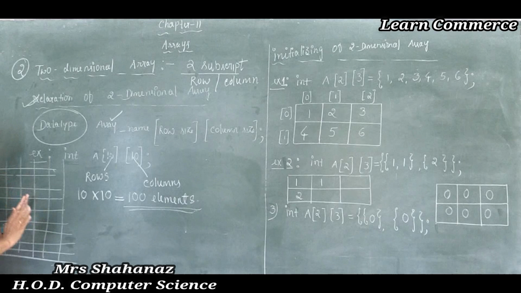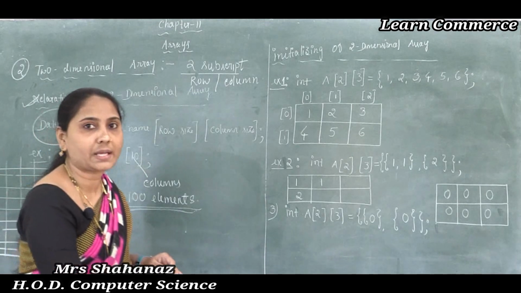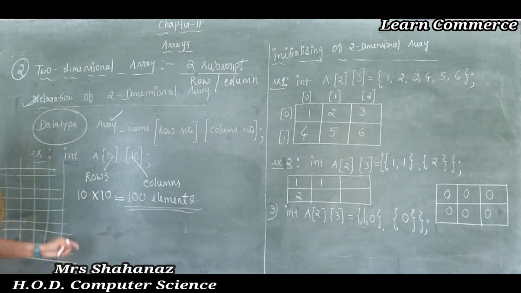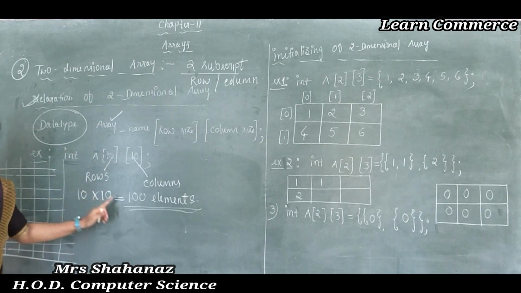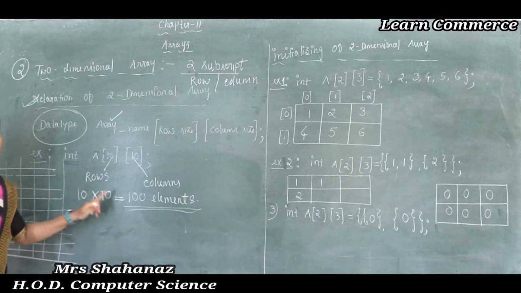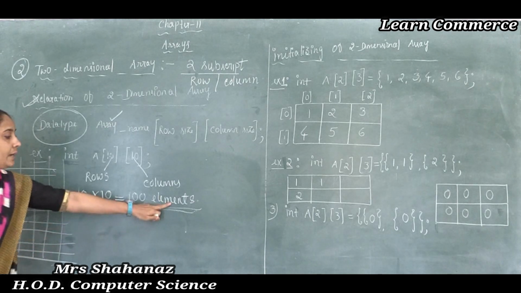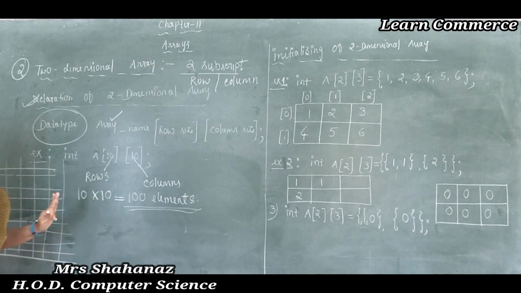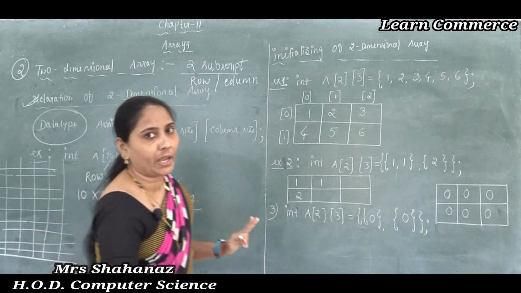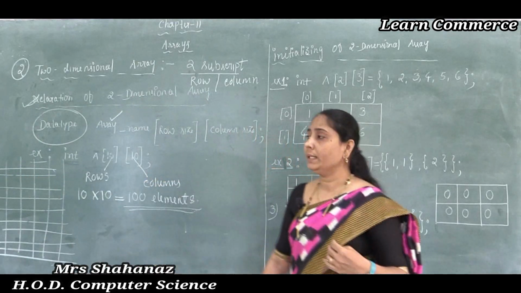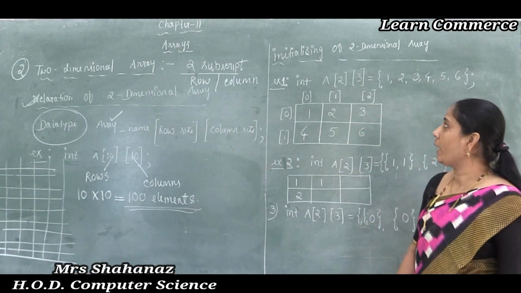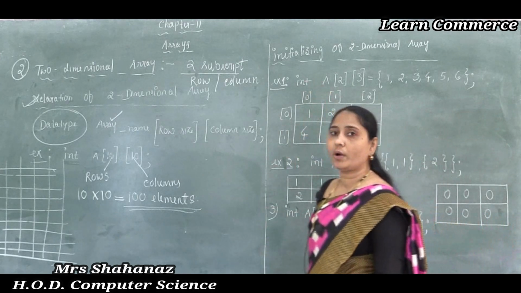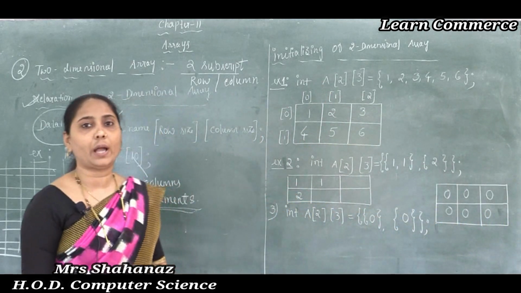So totally how many elements can we store just by using row size 10 and column size 10? That means array A has 10 rows and 10 columns, which is equal to 100 elements. Now, completing the declaration of two-dimensional array, let's go for our initialization of two-dimensional array.